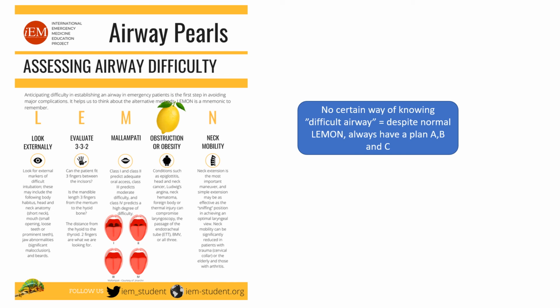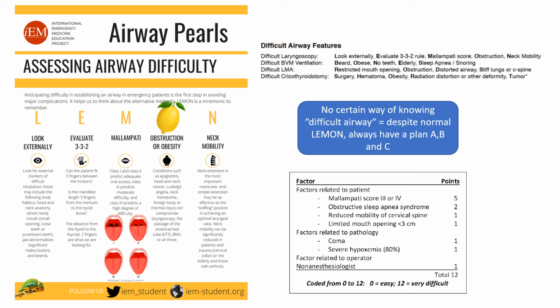So there are different tools to assess this, and one of them, a popular one, is called LEMON. Look externally, evaluate the 3-3-2 rule. Can they open their mouth? Can they put 3 fingers into their mouth? Are there 3 fingers below their chin, and then 2 fingers from the hyoid downwards? Assess the Mallampati. Are they obstructive, or do they have obesity? And what is their neck mobility? And how fat is their neck as well?